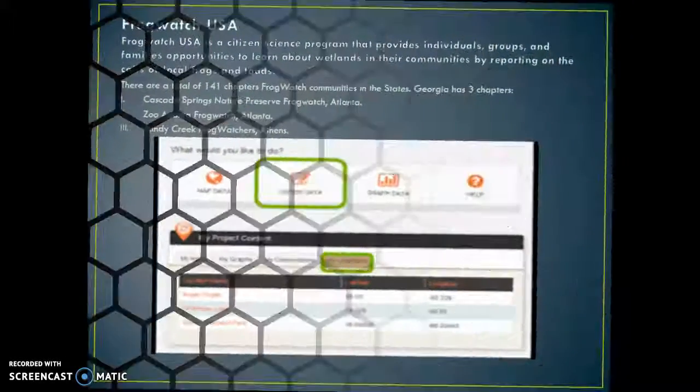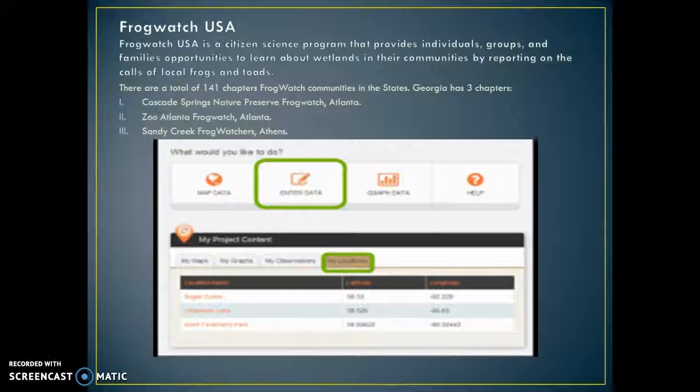And then for Athens, we have the Frogwatch USA. This is a project that focuses on how the environment is affected by the frog population. Individuals are trained on how to listen to frog calls, and they're supposed to do this three times in a year, for three minutes, so it doesn't take a lot of your time.